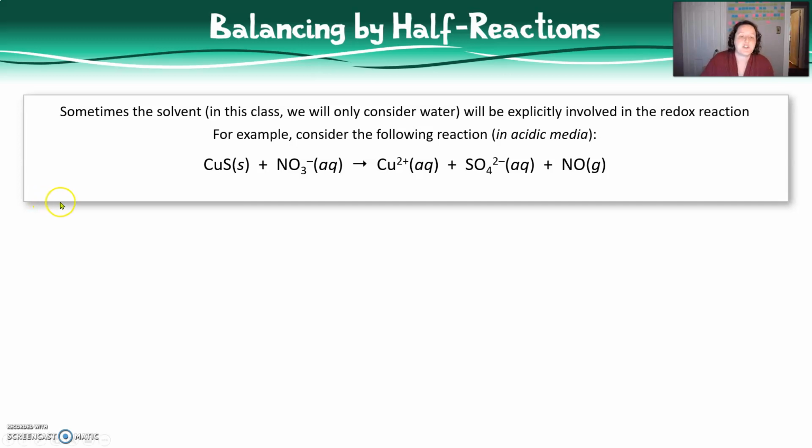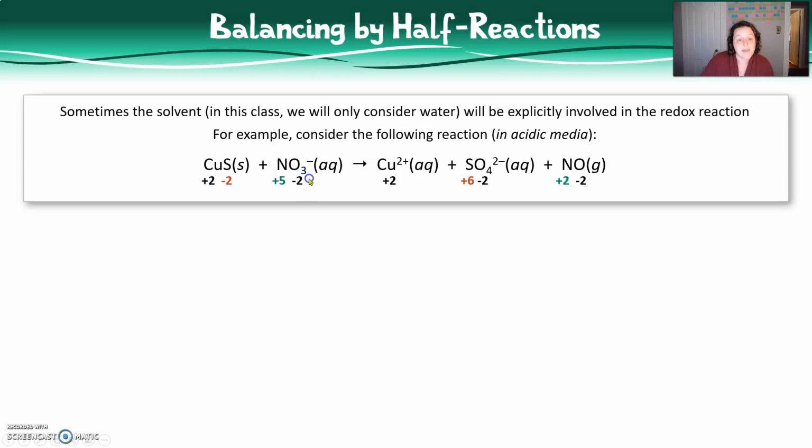We start by determining the oxidation states of the provided reaction. Copper sulfide is an ionic compound where the copper has a positive 2 charge and the sulfur has a negative 2 charge, so the charge indicates the oxidation states. For the polyatomic ion nitrate, each oxygen has a negative 2 oxidation state, as indicated here.